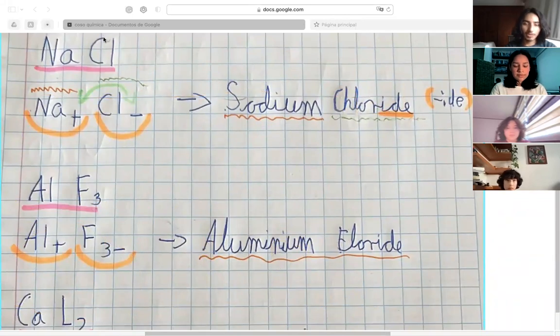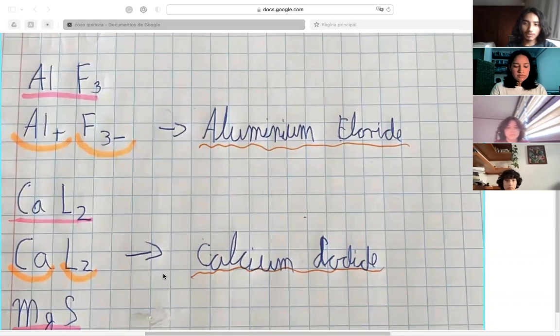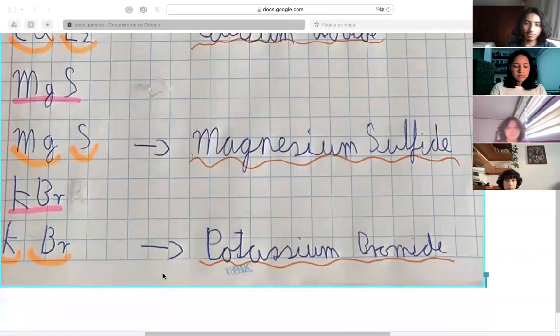Five of the most famous examples are the following: sodium chloride, which is the table salt we all know, aluminum fluoride, calcium iodide, magnesium sulfide, and potassium bromide.